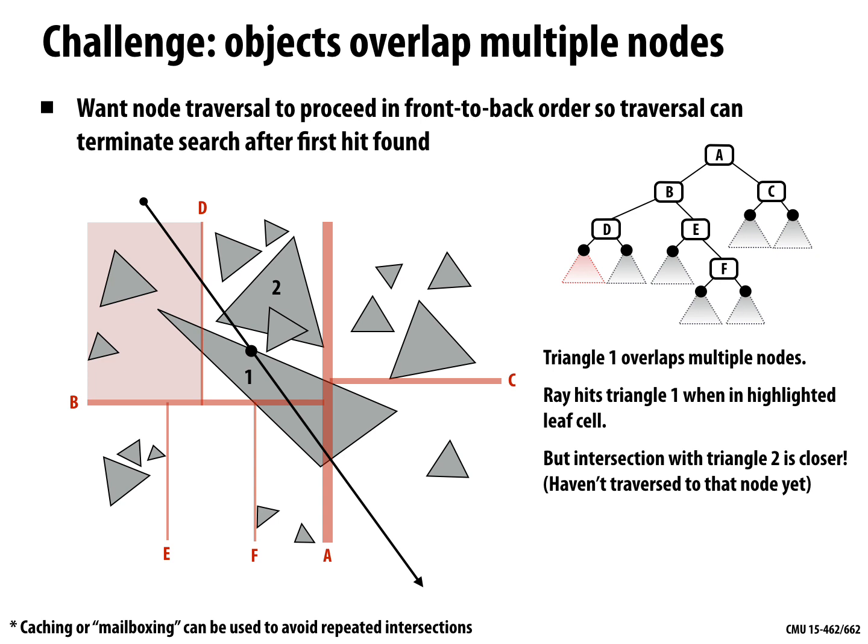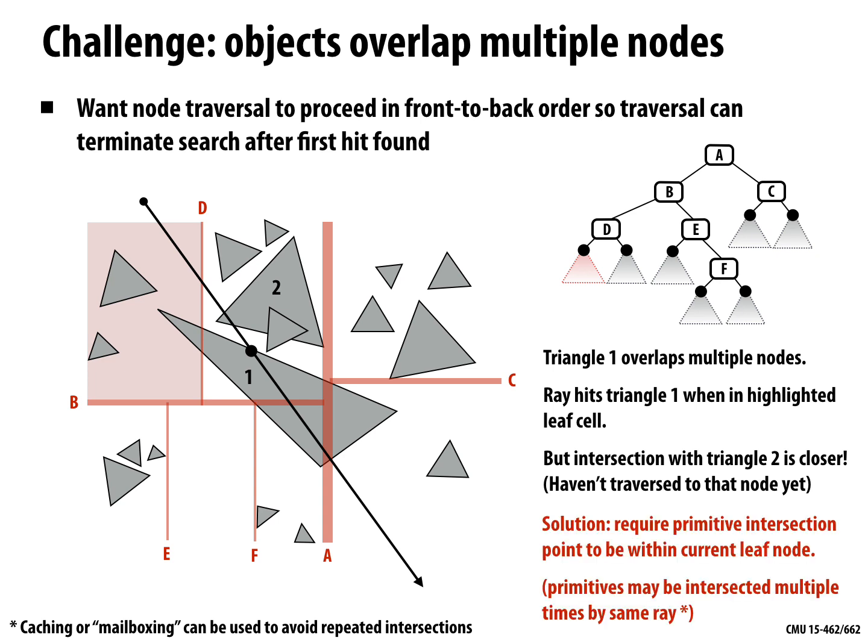Okay, so what is the solution? It's quite simple, actually. We just require the primitive intersection point to be within the current leaf node. In other words, we do the intersection with triangle 1, sure, we find a hit, but that hit is not in the pink node, so we ignore it for now. And if there are no other hits in the current node, we're going to progress on to the next node. In this next node, we're going to hit triangle 2 first and get the right result.